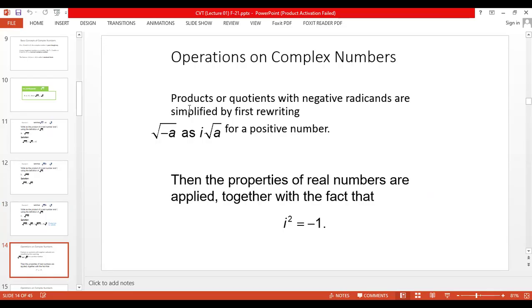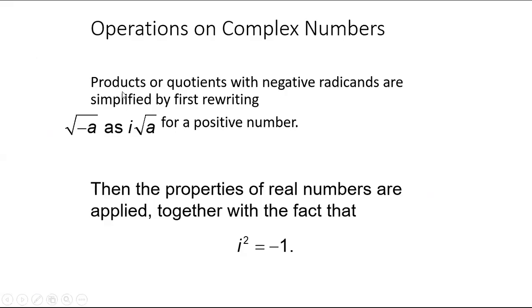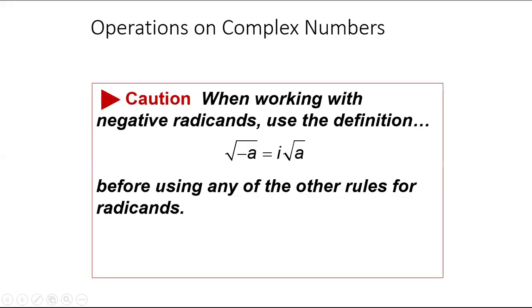Operations on complex numbers, products or quotients with negative radicals, are simplified by first rewriting the square root of minus a as iota times the square root of a, for a positive number. Then the properties of real numbers are applied together with the fact that the square of iota equals minus 1. So this is a fact regarding the concept.